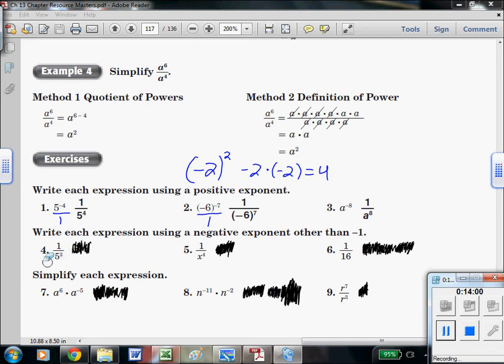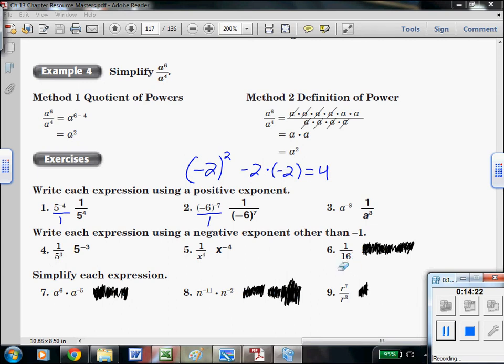Number 4, to write that with a negative, if we make that exponent negative, we've got to move it to the other end of the fraction. So it's going to go to the top. That means we're going to have 5 to the negative 3 power over 1, which is just 5 to the negative 3 power. Number 5, same exact thing. The x's exponent has got to become negative, so it's going to go to the top and become x to the negative 4th power, technically over 1 if you want it to be.